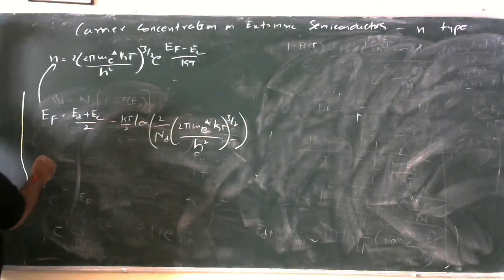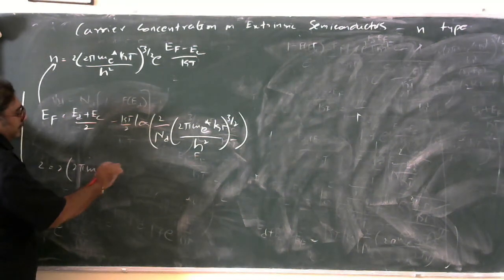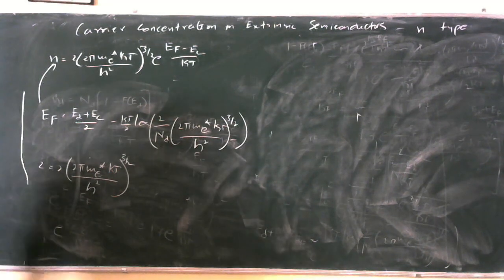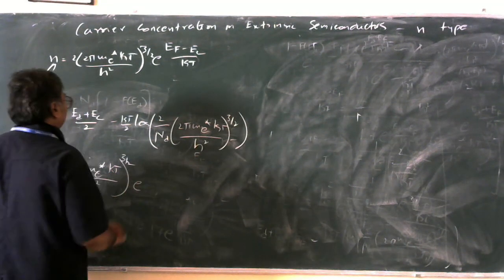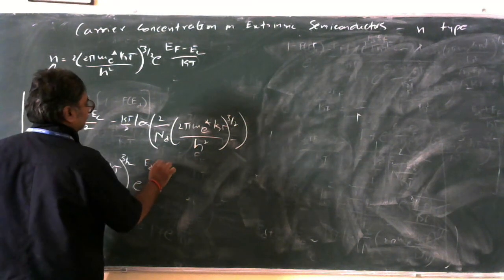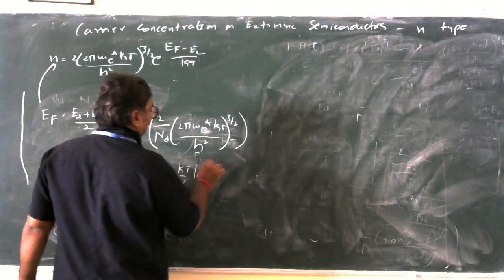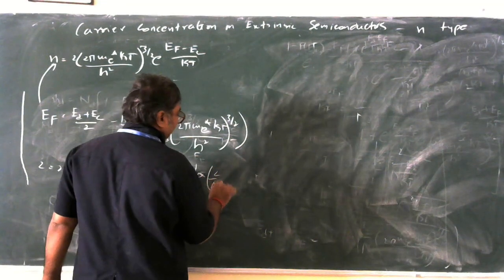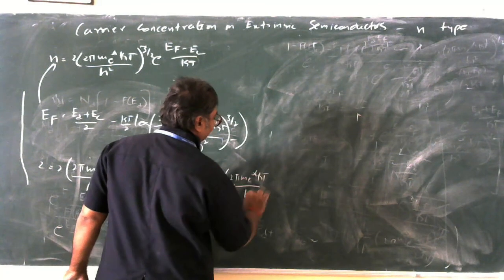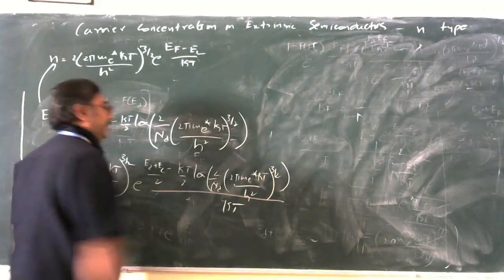So this becomes n equals 2 into (2 pi m e star KT by h square) whole power 3 by 2 into exponential of EF. What is the value of EF? This is what EF is. So it becomes (ED plus EC) by 2 minus KT by 2 log of 2 by ND into (2 pi m e star KT by h square) whole power 3 by 2, bracket close, whole divided by KT.